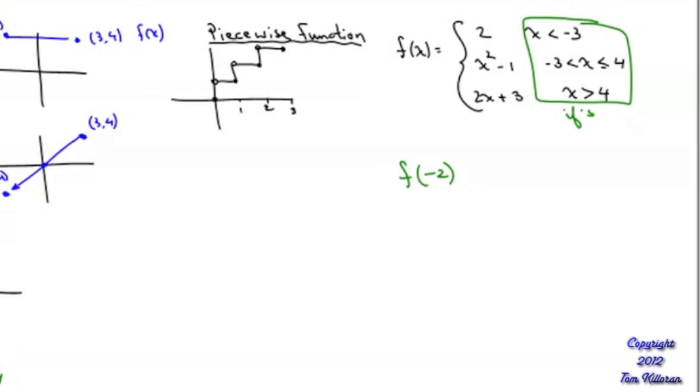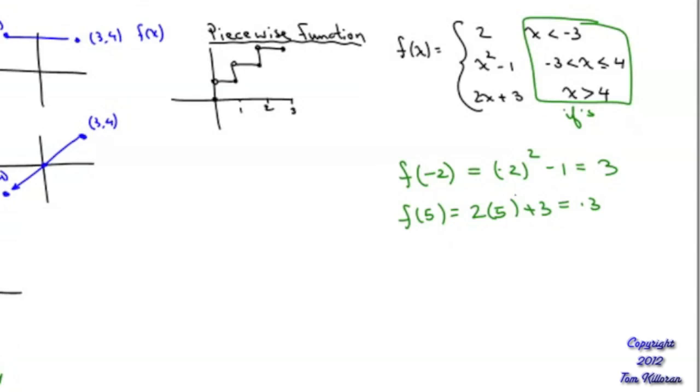So f of -2 is going to equal, I go to the middle one, something squared minus 1, and that something happens to be -2, and -2 squared is 4, minus 1 is 3. So f of -2 is 3. Okay. What about f of 5? Well, is 5 less than -3? Nope. Is 5 between -3 and 4? No. Is 5 bigger than 4? Yes. So I'm going to use the bottom one, which is 2 times something plus 3, and that something is 5. And 2 times 5 is 10, 10 plus 3 is 13. And there's your answer.